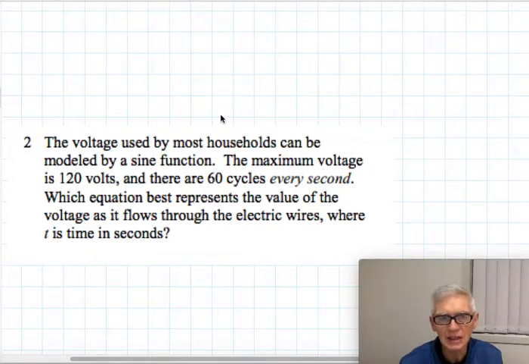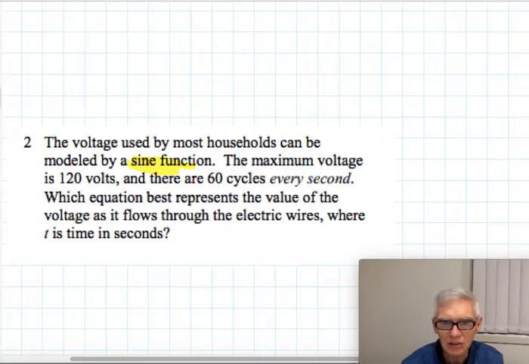This is going to be like in your assessment practice question, and we're going to be looking at a sine function here, voltage by most householders. Now it gives you a maximum voltage of 120 volts. There are 60 cycles every second. Wow, that's quite a lot.